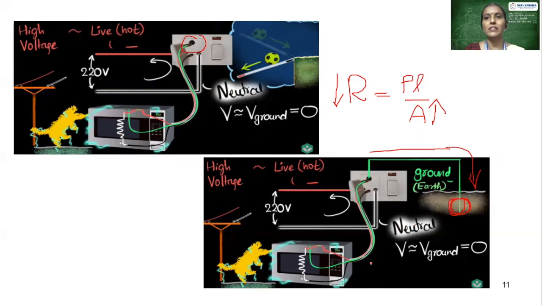Is it clear? So that is why we go for the earth wire. The purpose of the earth wire is that it has very little resistance, which means that the current will tend to flow through the low resistance path here. So though we have any insulation failure in the system, the current through the metal part will directly flow through the ground potential, and you will not experience any shock here.